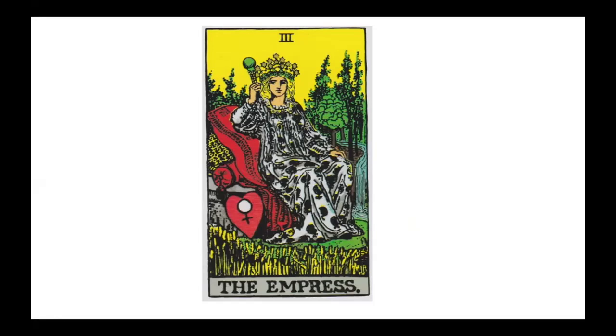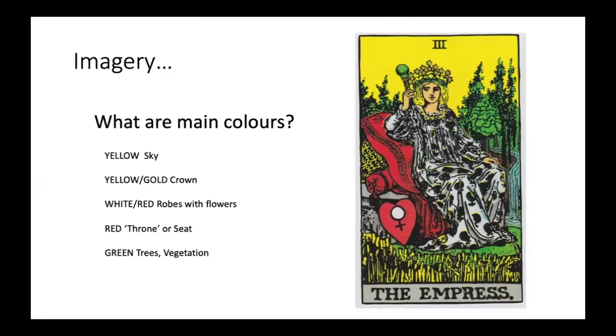Again, you may want to notice these things. You may notice other things, and these cards are there for you to reflect upon with the notes that you've got. Some of the things that you may immediately notice are the things I've just mentioned: the yellow background, she's wearing a crown that's yellow or gold. She has white and red robes with flowers. She's on a red throne or seat, and there are green trees and vegetation around her. Those are the main colors that are sticking out.